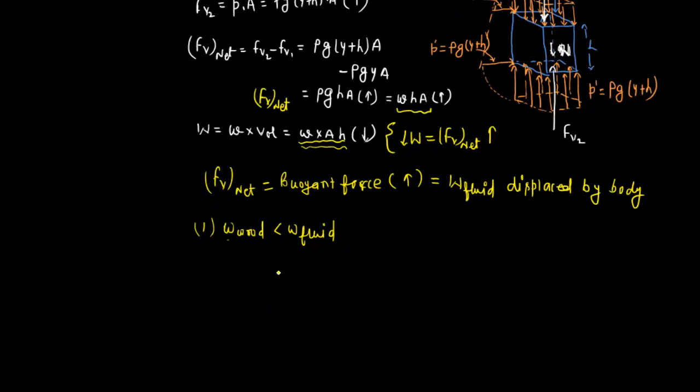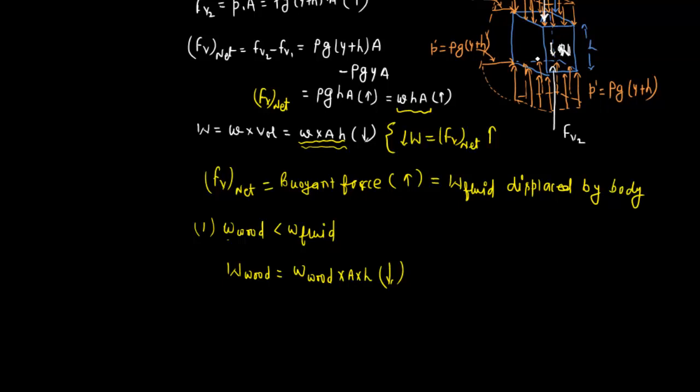So the weight of the wood in this case, which has a volume of A times H, we can write as the specific weight of wood times the volume, that is A times H. As this is the weight, it will act in the downward direction. Now, how much weight of fluid is this displacing? The volume of fluid displaced by this body is exactly equal to the volume of the wood itself.